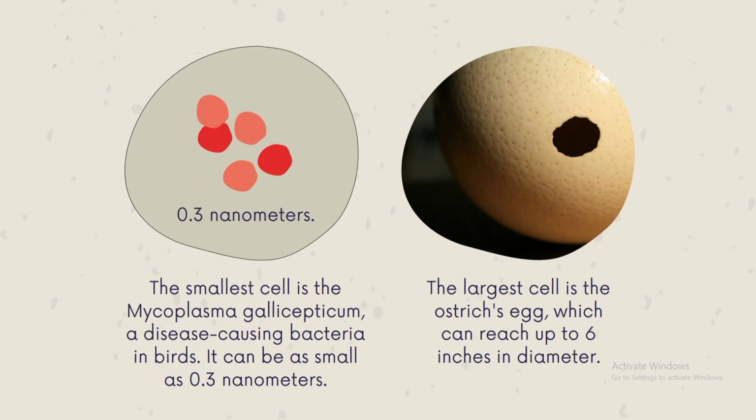Cells are measured by nanometers. The smallest cell is the Mycoplasma gallisepticum, a disease-causing bacteria in birds. It can be as small as 0.3 nanometers, whereas the largest cell is in the ostrich. Ostrich egg is the largest cell, which can reach up to 6 inches in diameter.